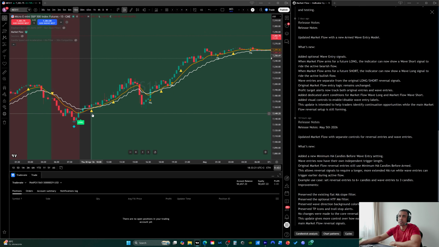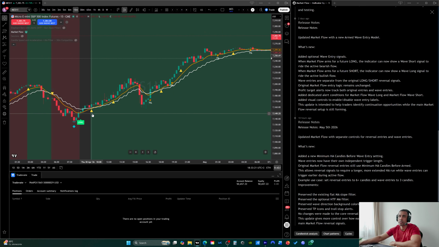And then for the wave entries, that's to catch the wave. You have to have 6. Over here I have it set to 6. What else? Use flat moving average slope filter. I'm using that one over here. It looks back 3 bars to check for the slope on the moving average.